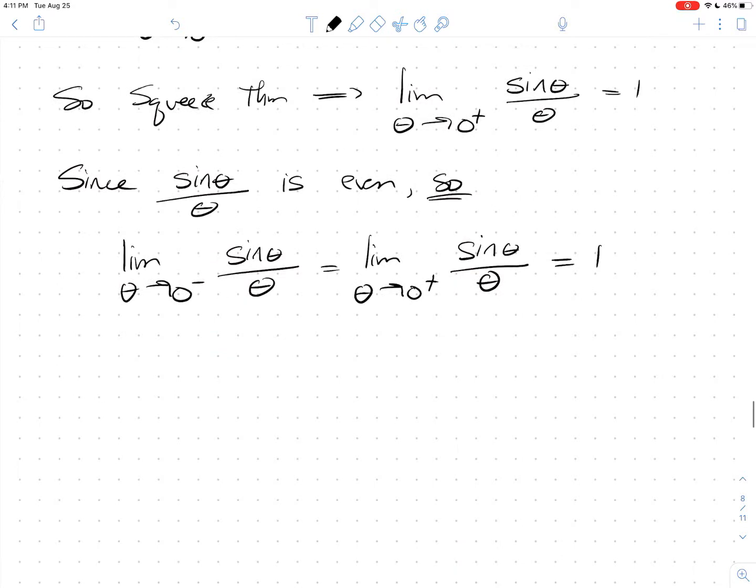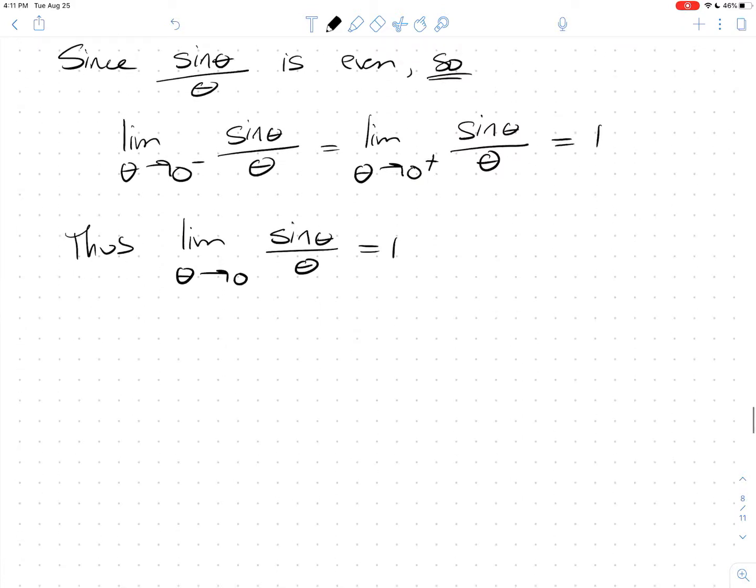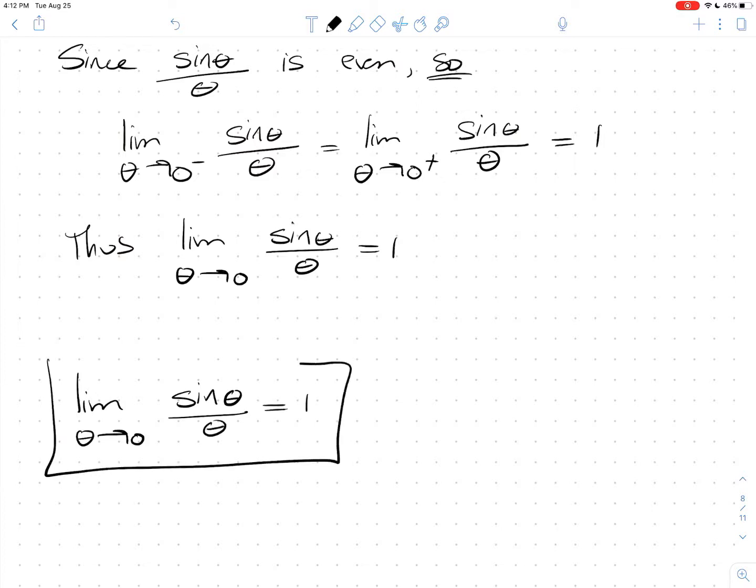And so finally we can conclude the thing that we set out to show, which is the limit as theta goes to 0 of sine theta over theta is 1. And so I'm going to write that down again down here. Limit as theta goes to 0, sine theta over theta, this is 1. And I'm going to box it, and I want you to make sure that you know that limit. It's very, very important.